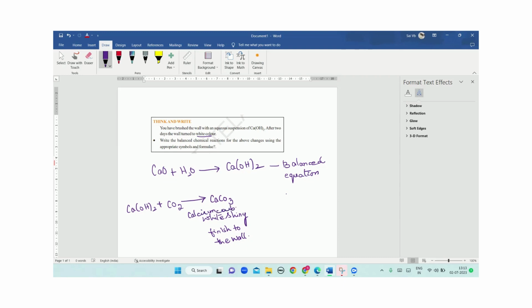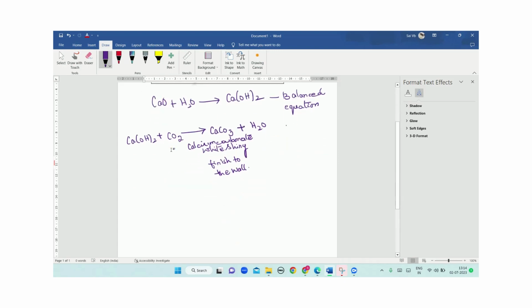Calcium carbonate. Along with that, what else is formed? Small droplets of water also are formed. Now, this is the chemical equation. Let us see whether this equation is balanced or not. So, what do we do? We will write down the elements that are present in the chemical equation: calcium, carbon, hydrogen and oxygen, on the left hand side and right hand side.